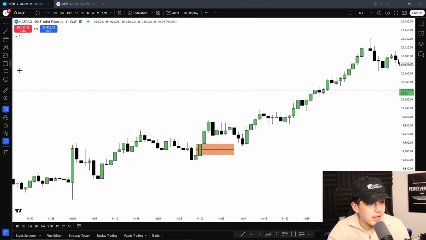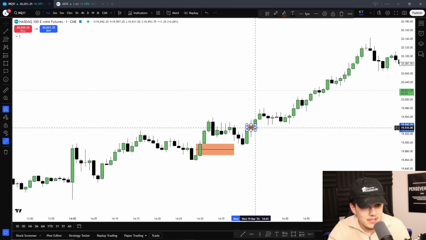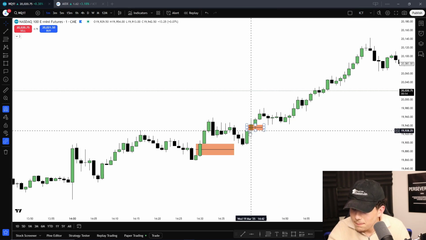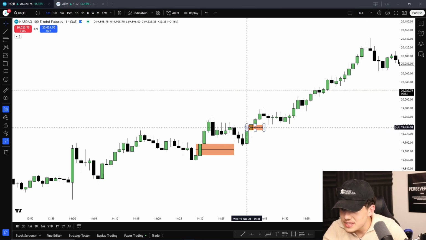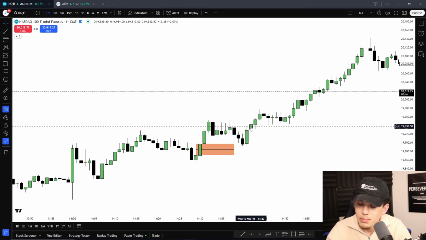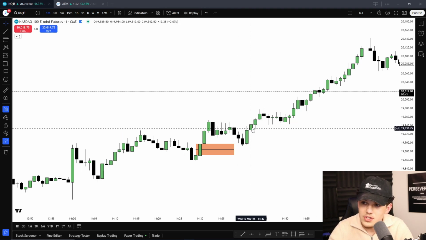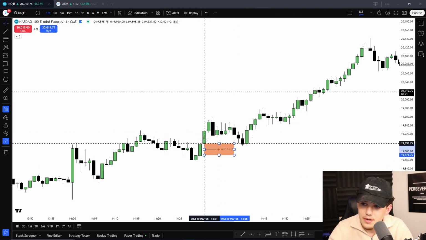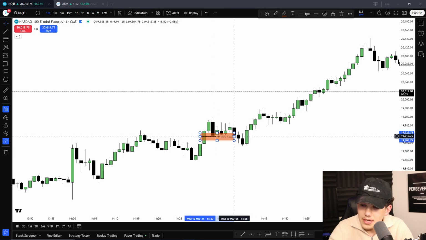Now, here's what price looks like when there isn't any fair value gap. As you can see, we draw out that box from there to there, and you can see that there is no gap there if this candle wasn't here, because the wicks there are blocking it. So there's no fair value gap here. There's a fair value gap here, and there's also a fair value gap here.